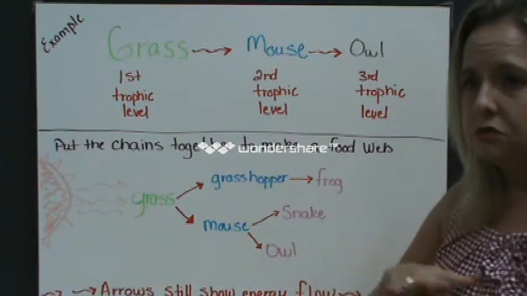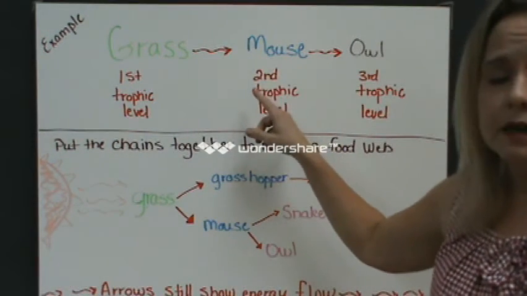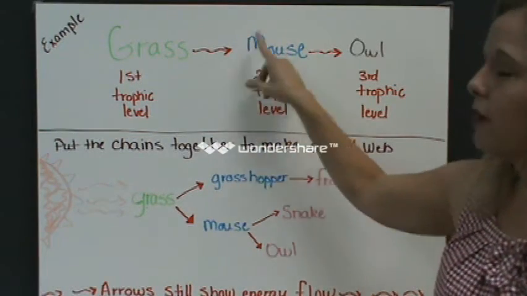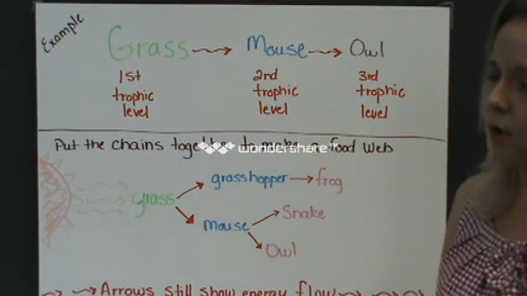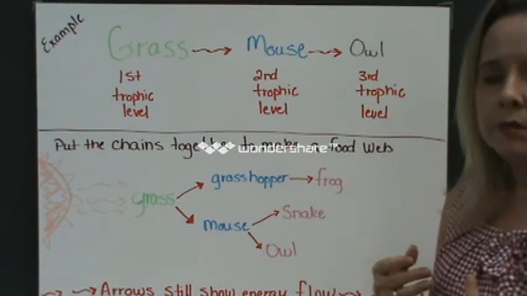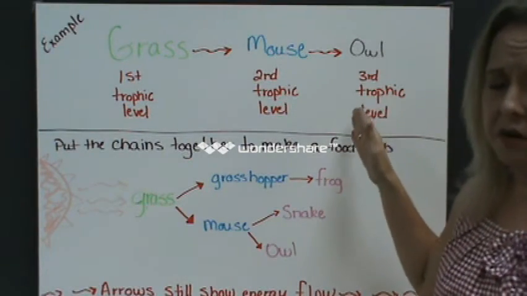Now in the classroom, when you look at the board with the green background, you're going to see primary and secondary. Okay, this guy is our primary consumer. He's always going to be an herbivore. And then the owl is our third trophic level. He's going to be our secondary consumer.